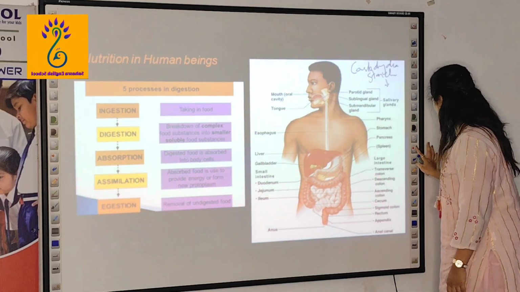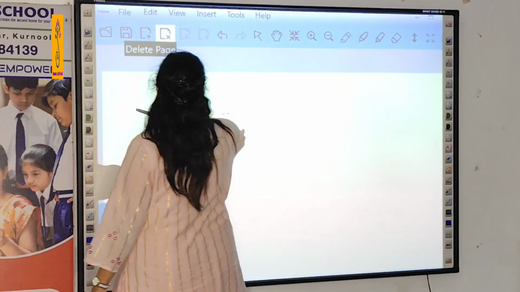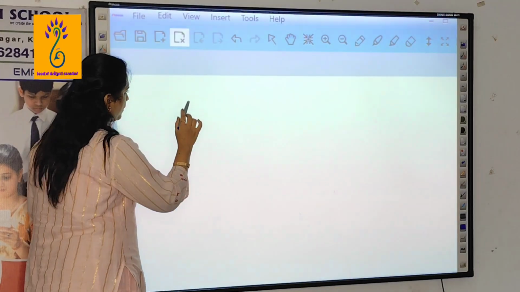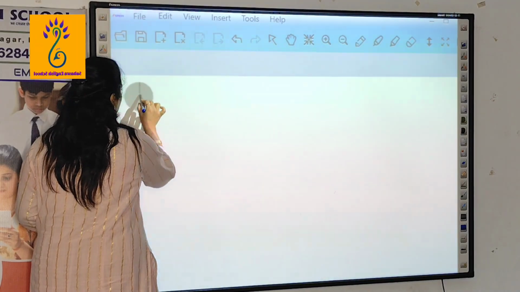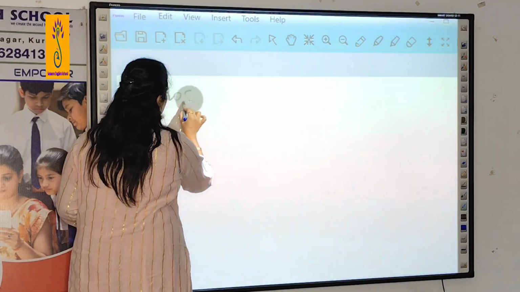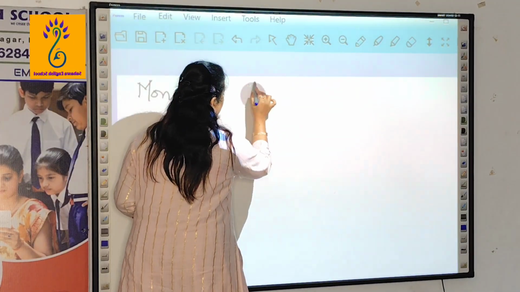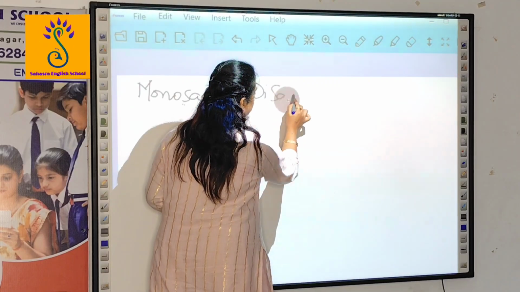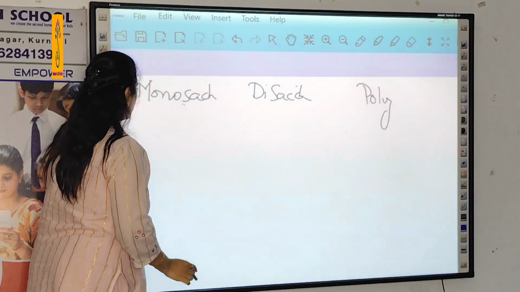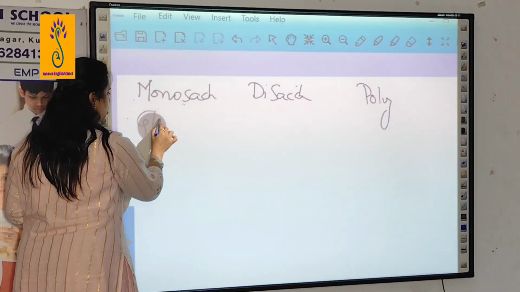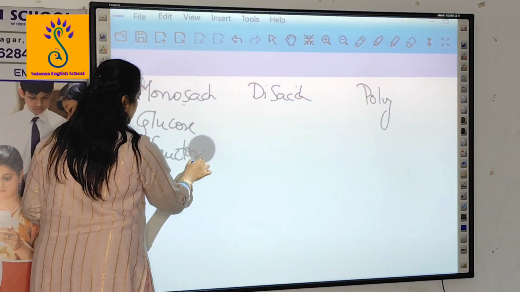molecules. Before going to that, I want to tell you about carbohydrates. The carbohydrates are basically of three types. I'm writing in shortcut, children. Monosaccharides, disaccharides, and polysaccharides. Examples of monosaccharides are glucose, fructose, galactose.